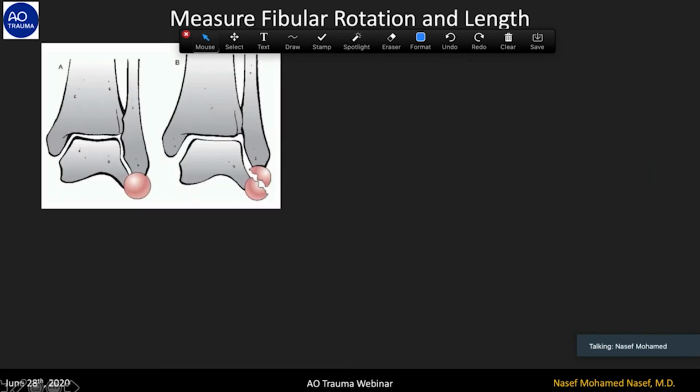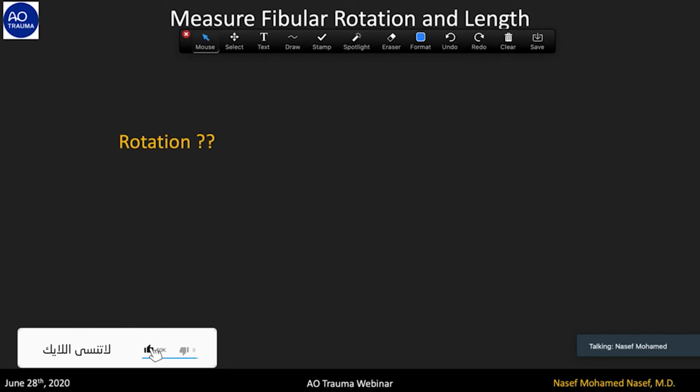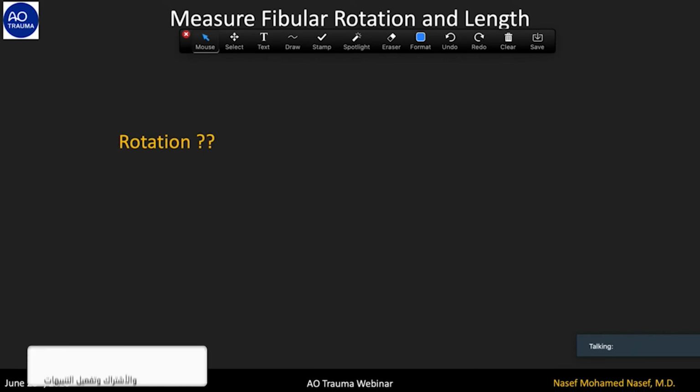And to do that, we know that we have to check the rotation by the dime sign. This is easy. Now I want to ask the panel, what about rotation? Do we now have any clue in 2020 how to assess the rotation of the fibula intraoperatively during our operation? Panel?